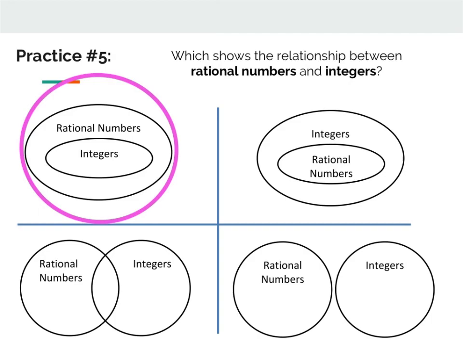So how did you do? Were you able to figure out the correct answer? The correct answer shows that all integers are rational numbers. That is the correct picture up there, so make sure that you circled it. If your paper doesn't look like mine, go ahead and fix it so that it now does.